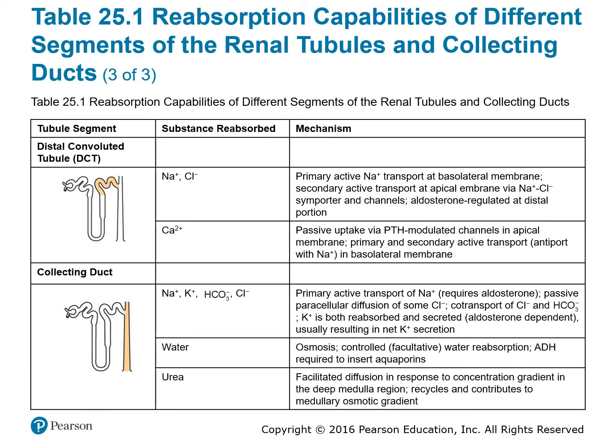DCT, or distal convoluted tubule. So this right here. Okay, so it's distal to the glomerulus. Convoluted is the shape, and it's the tubule. So we're looking at sodium, chloride, and calcium here.